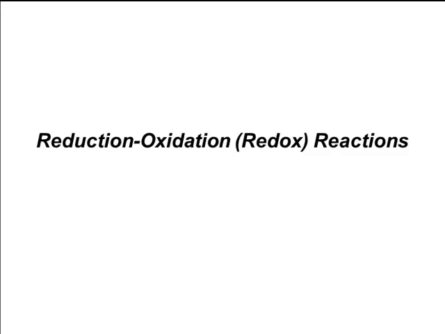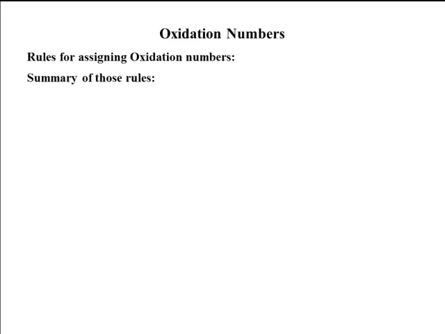We're going to be talking now about reduction-oxidation reactions. Sometimes we call this redox reactions. Redox reactions are going to be electrochemical reactions that involve transfer of electrons in a chemical reaction. Now, before we get into talking about the actual redox reactions, we need to understand something called oxidation numbers.